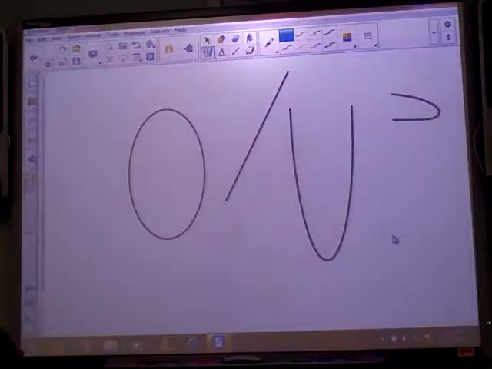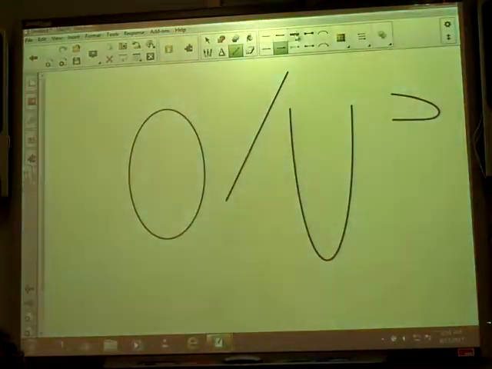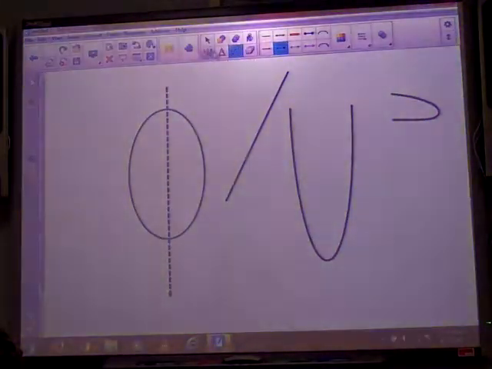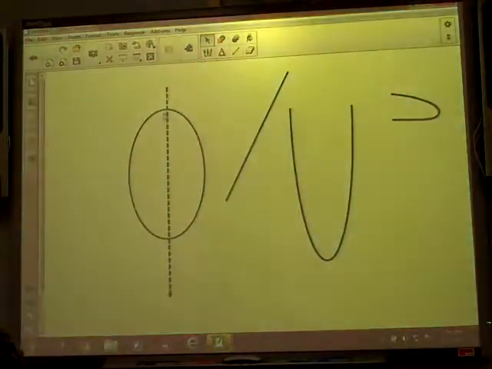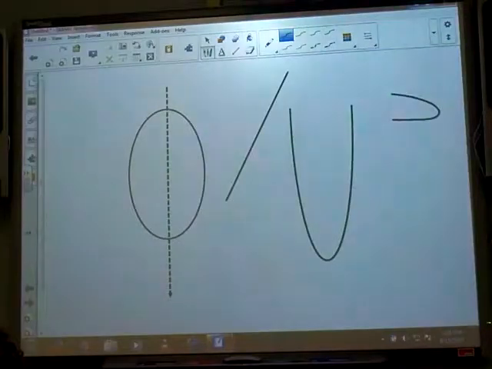What do you think about that oval? Is that going to pass my vertical line test? Absolutely not. Obviously, a big fat no on that one. If I dropped a vertical line right there, it's obviously touching it twice. 1, 2. So that one is not a function.